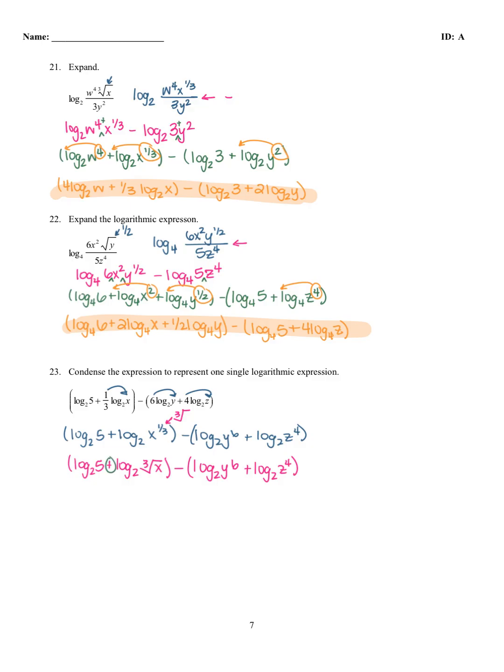From here, we're going to rewrite the addition as multiplication on both sides of that subtraction sign to give us log 2 of 5 times the cube root of x minus log 2 of y to the 6th z to the 4th. Lastly, we're going to rewrite the subtraction as division, or your fraction, to give you log 2 of 5 times the cube root of x all over y to the 6th z to the 4th.